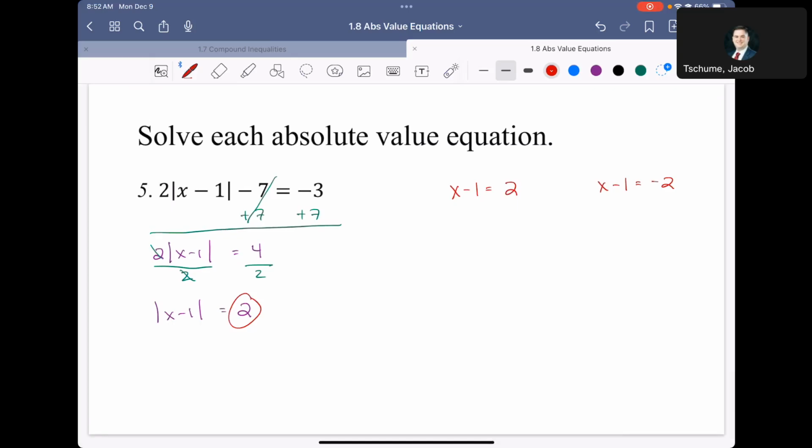And now you just need to solve them separately. So on both of them, all you have to do is add 1 to both sides, because that will naturally cancel the negative 1 and give you your 2 answers. So on the first one, 2 plus 1 is going to give us 3. And on the second one, negative 2 plus 1 gives us negative 1. And that is your 2 solutions to number 5 with just a little bit of extra work at the very beginning. So that ends my first video on section 1.8.